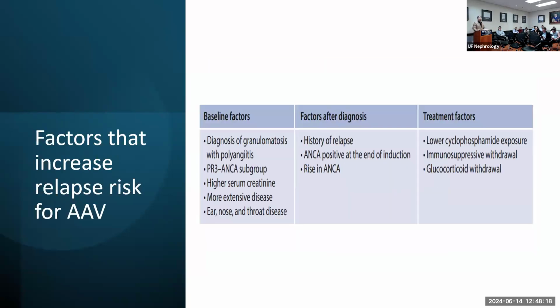Factors that increase the relapse rate in AAV: at baseline, a diagnosis of GPA, which can relapse more, and PR3 ANCA. Also high serum creatinine at diagnosis, extensive disease, and involvement of ENT. Factors after diagnosis are a history of relapse, ANCA positivity at the end of induction, and a rise in ANCA level. Treatment factors are lower cyclophosphamide exposure and withdrawal of immunosuppression.